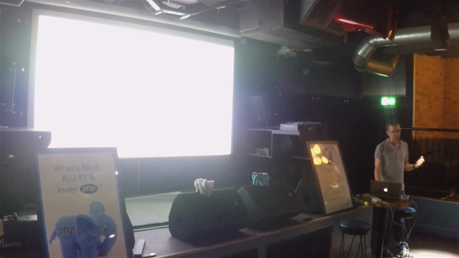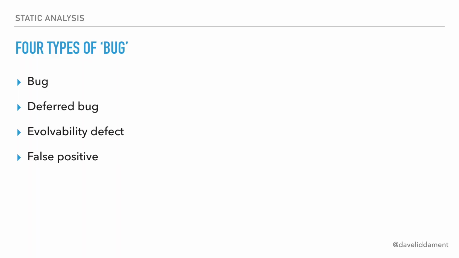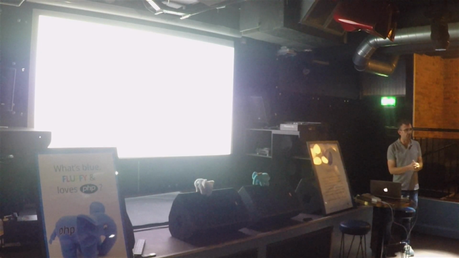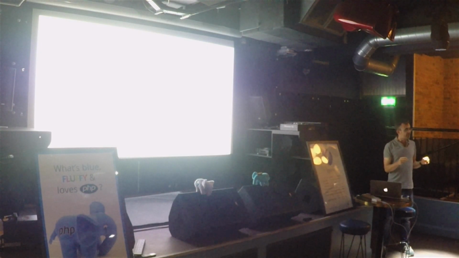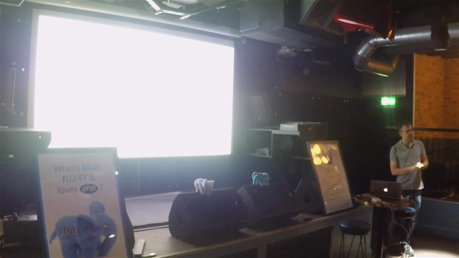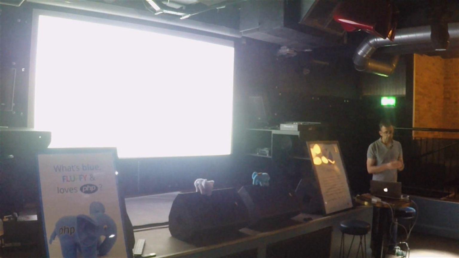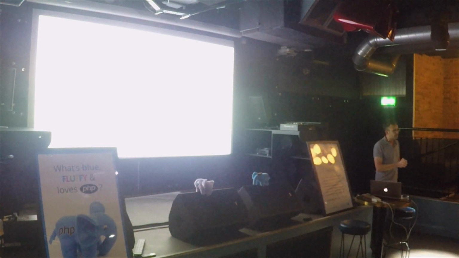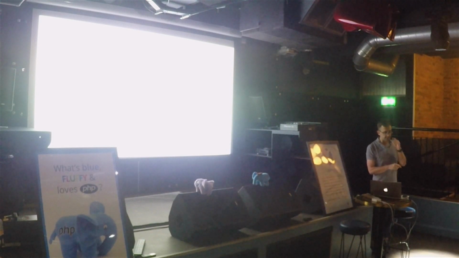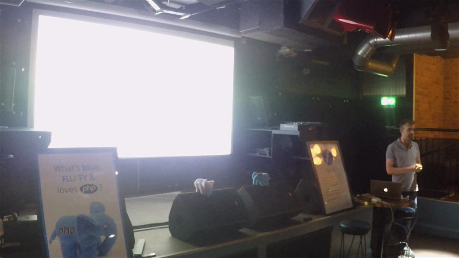Subsequently, I thought about this, sadly not at the time, but many years later. I think there are 4 kinds of bugs that static analysis tools will find. We've got what we traditionally call a bug, like that second code example, where if we ran that code, it would actually fail. We've got deferred bugs, evolvability bugs, and with static analysis, you always get false positives.